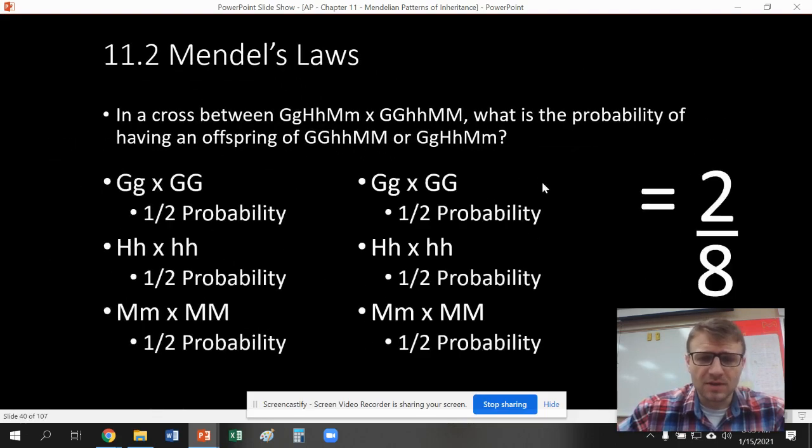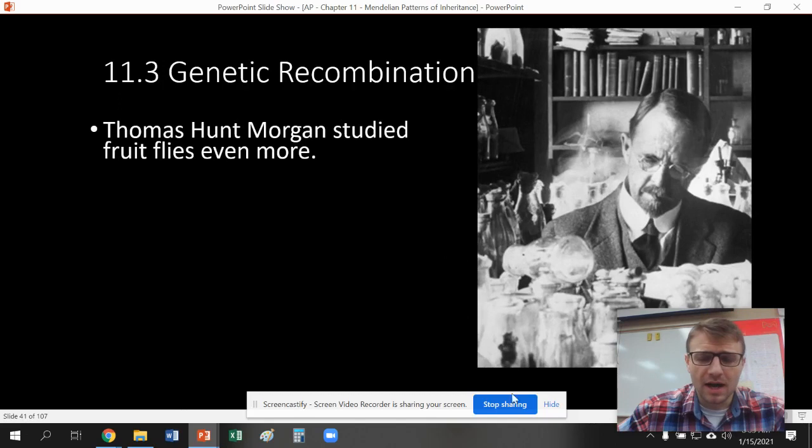Here's some more practice problems. I'm not going to go through each one of these, but they're important to know, and it makes doing dihybrid crosses a lot easier, as well as trihybrid, and even anything above trihybrid.